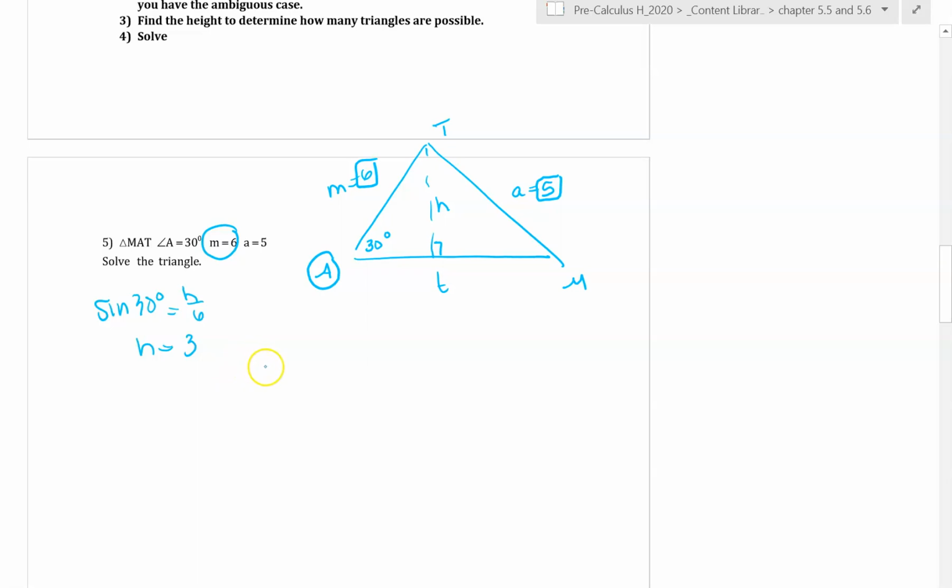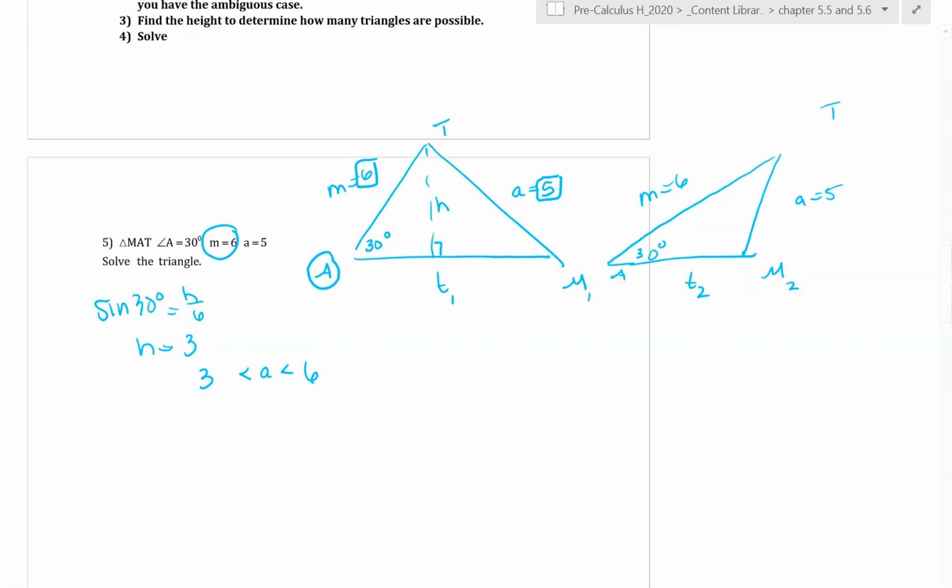So notice 5 is right in between. A is larger than 3, yet smaller than the other side. So we have two triangles, and the other triangle, if you remember, looks like this. It's obtuse. So this side is still 6, this side is still 5, this angle is still 30. However, I like to call this T1 and T2. These side lengths are definitely going to be different lengths, and these angles M1 and M2 will be different values.